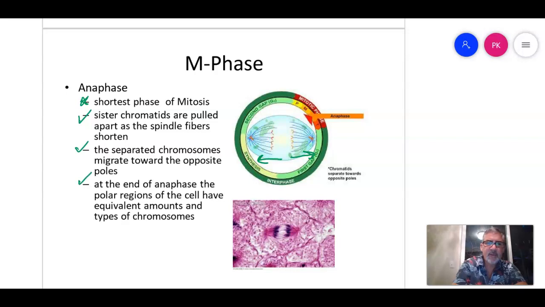At the end of anaphase, the polar regions have an equivalent amount of chromosomes because they pulled each one in half, and all the DNA is the same on each side because they were all copies of each other.